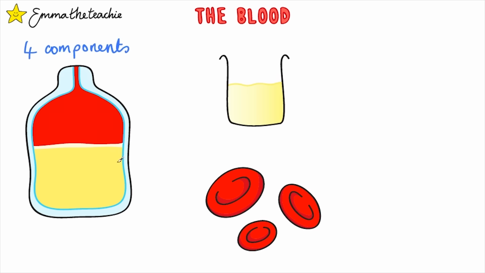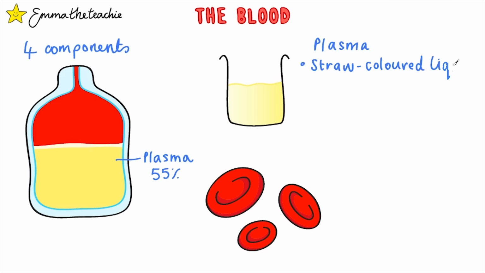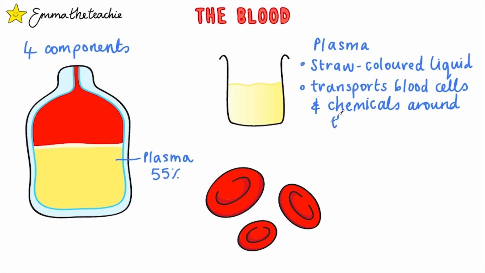It may surprise you that over half of your blood isn't actually made of cells. It's made of plasma. Plasma is a pale, straw yellow coloured liquid. Its function is to transport your blood cells around the body, along with some other chemicals such as carbon dioxide, urea, and proteins. Then we've got red blood cells.